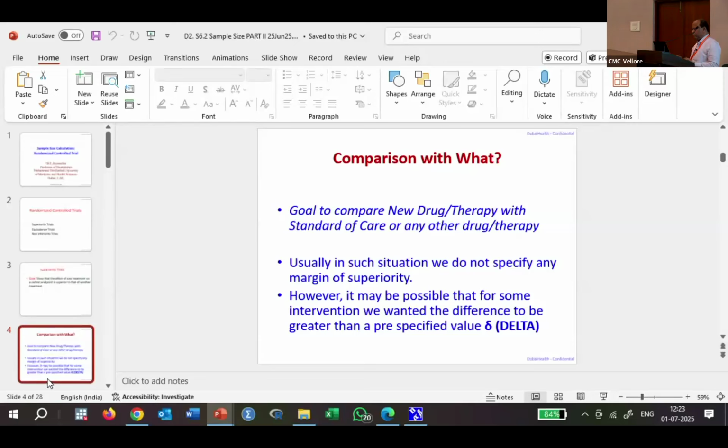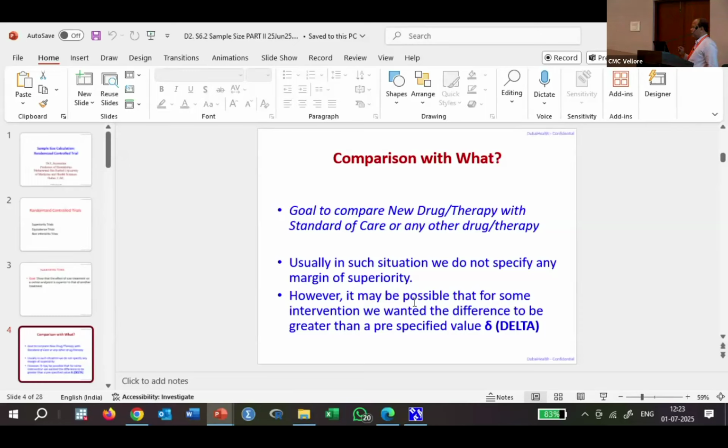Here, Kant also presented about this yesterday. In the superiority trial, we don't specify any margin to say that the difference has to be greater than that margin. So usually it is greater than 0, no difference. That is what we do in superiority trials, to say one is better than the other.